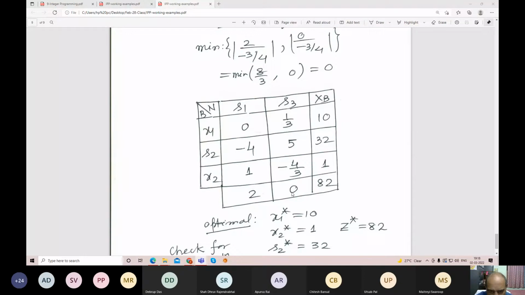Okay, so we have got here x1 equal to 10, x2 equal to 1, and z equal to 30. That is, z square equal to 82. Okay, so that is the optimal solution. So the cutting plane method is clear, or any difficulty?